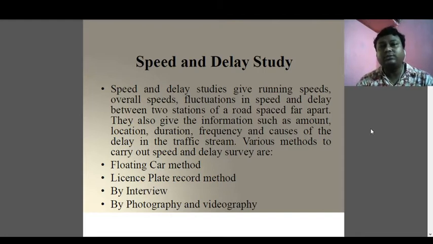So first, study the delay. There are various methods to study the delay. What are those methods? They are the floating car method, the license plate method, the interview technique, and the photography and videographic technique. These are a few methods by which we can conduct the speed and delay study.